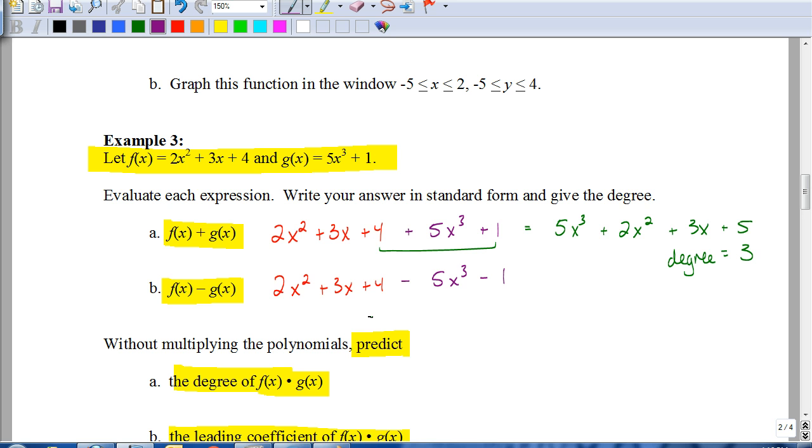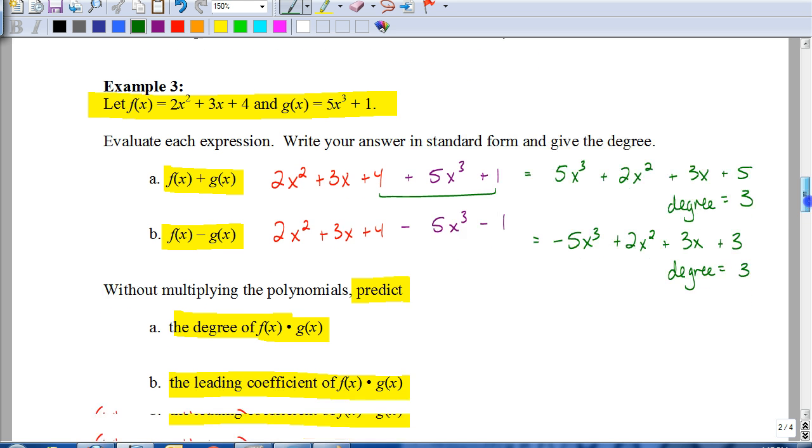So now when we combine these like terms and put it in standard form, I'm going to start out with a negative 5x cubed, because I can't subtract anything from it. The 2x squared is still positive. The 3x is still positive. But 4 minus 1 is 3, so it'll be plus 3. The degree for this is still 3.